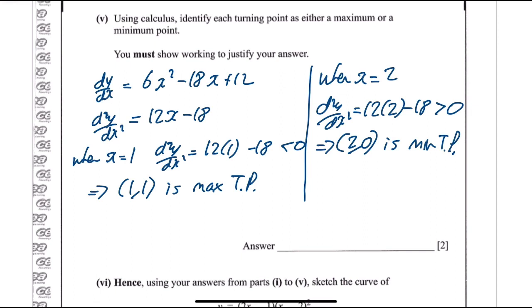So it's one of those weird opposite things, mathematics. If d2y/dx squared is greater than 0, then it's a minimum. If d2y/dx squared is less than 0, then it's a maximum.